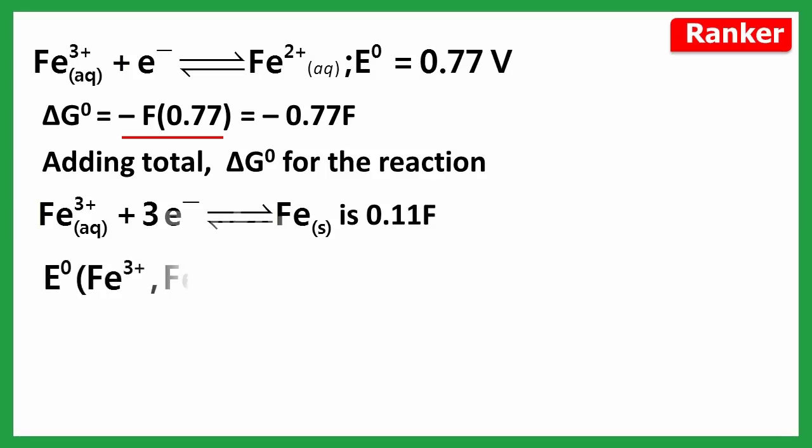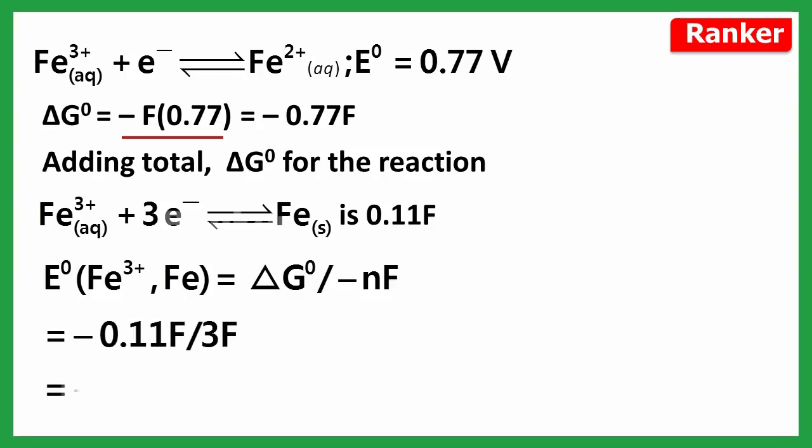So E0 Fe3+ to Fe is delta G0 divided by minus nF. So putting the values, you get the value minus 0.04 volts. This is the E0 corresponding to the equation Fe3+ plus 3 electrons gives Fe. That is how it is done. So first change the intensive property into extensive property and again get back the intensive property.